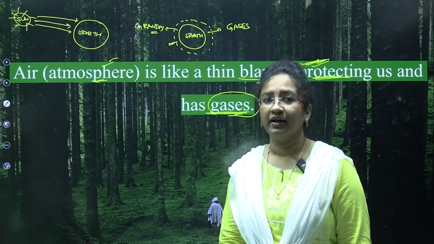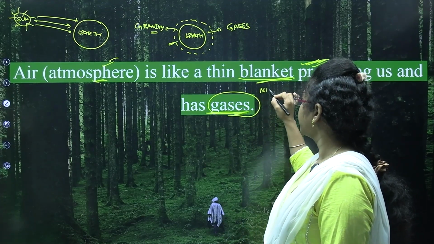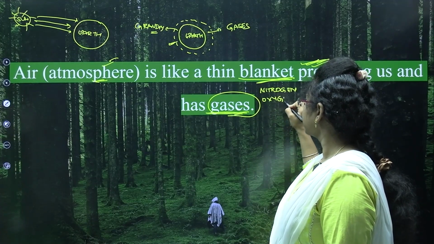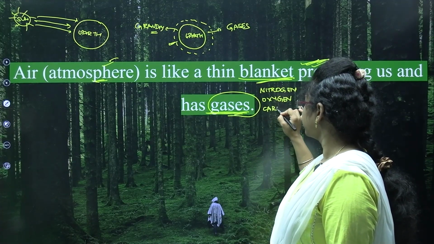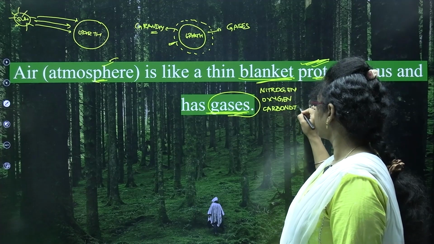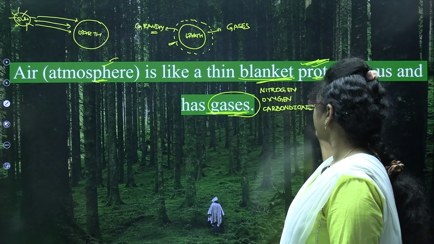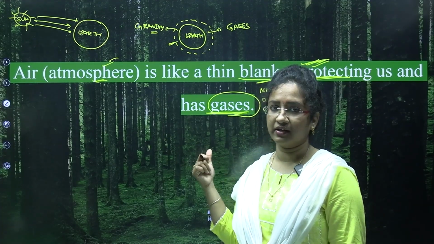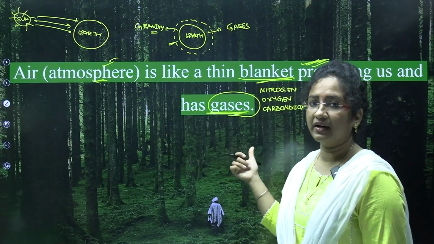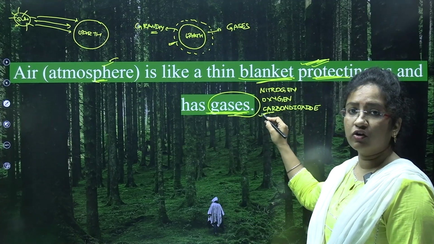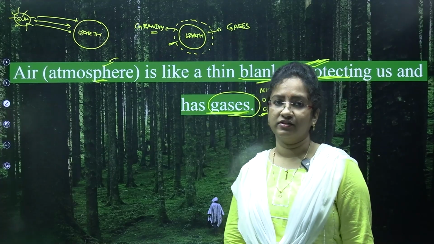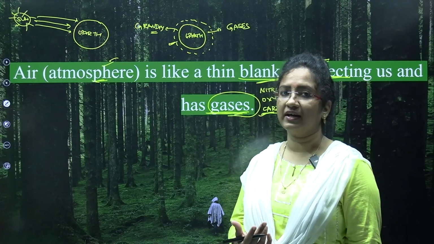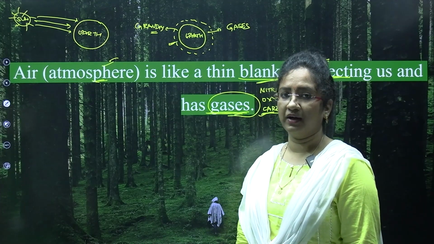Just have a guess. It is basically comprised of nitrogen, oxygen, carbon dioxide, and other gases in small percentages, right? So these are the major gases like nitrogen, oxygen, and carbon dioxide. These are the major gases. Along with this, it also has some other gases like argon, etc., right, in small quantities. So in this way, it is comprised of different types of gases. So this is what is our atmosphere. Hope you are clear with it.